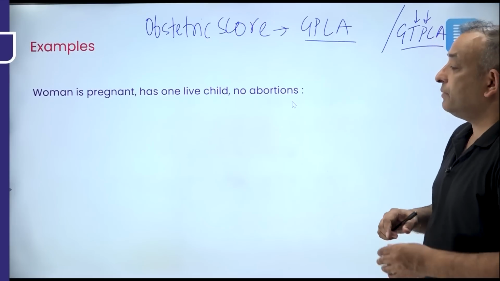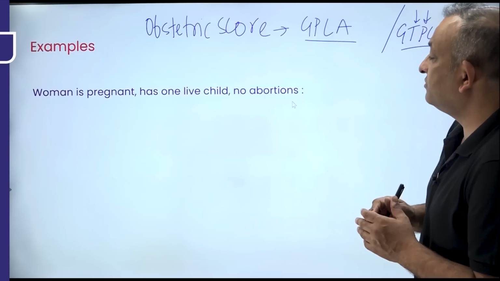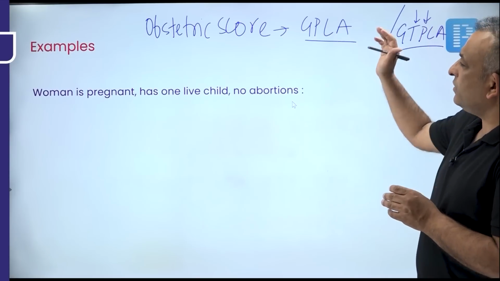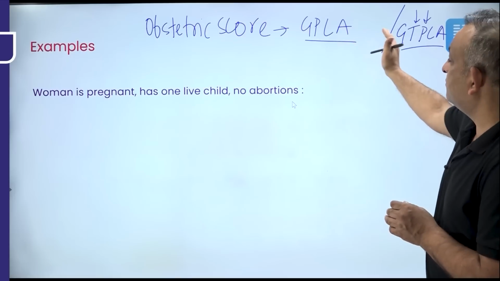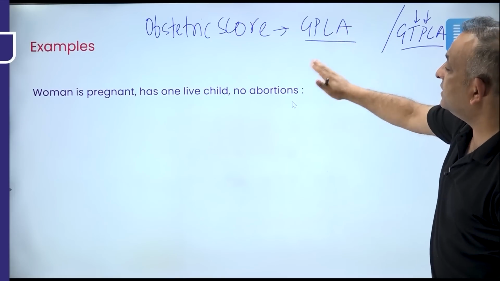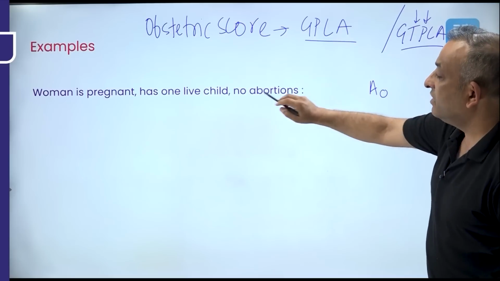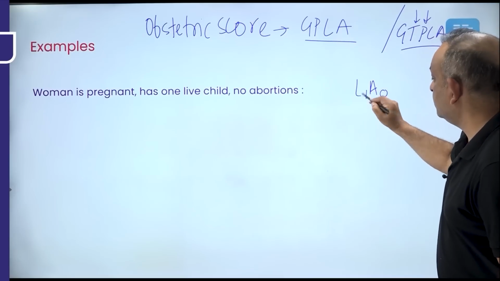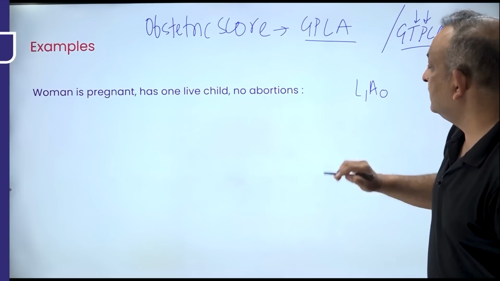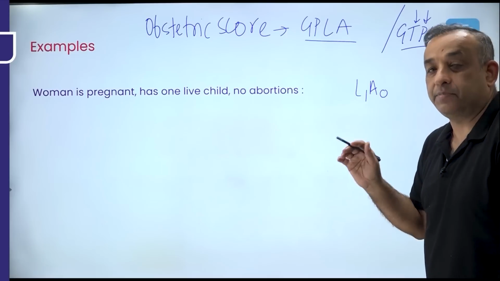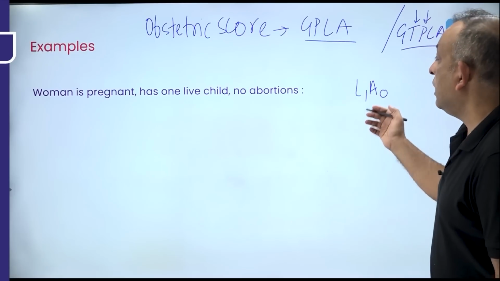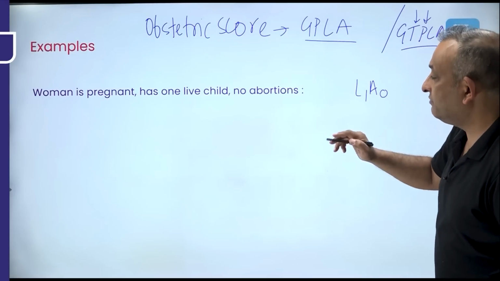Let's see the first example. A woman is pregnant, has one live child and no abortions. We always start from the reverse, from the back. So there are no abortions, we say 0, and live, one live child. It is very simple, one live child, and she is pregnant as of now. So she is a pregnant lady, she is a gravida.